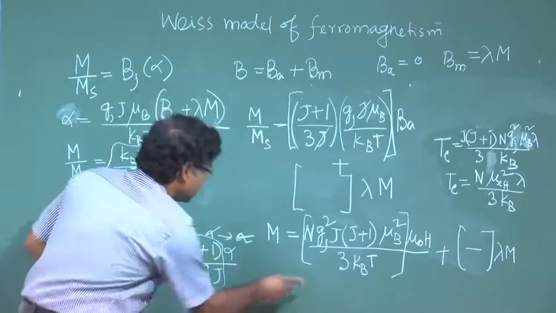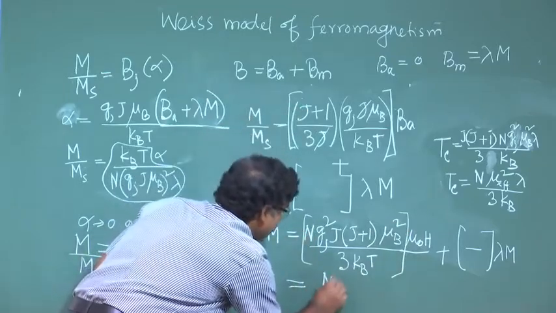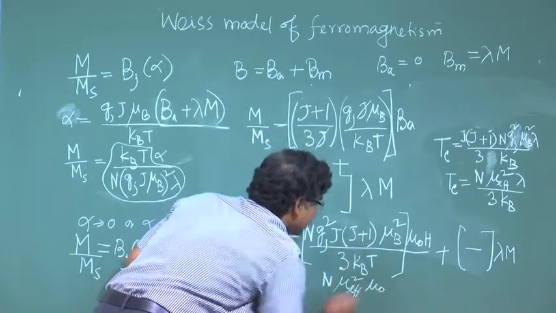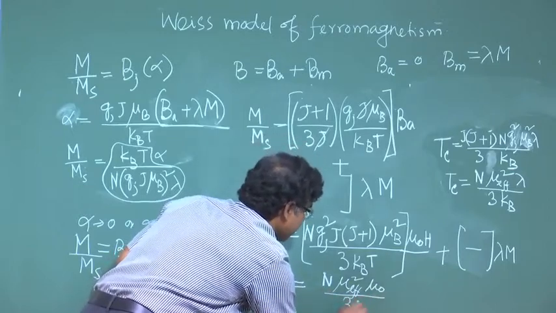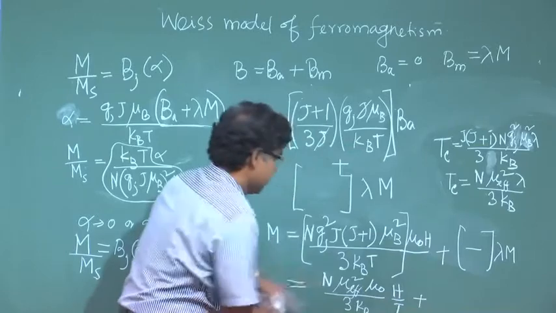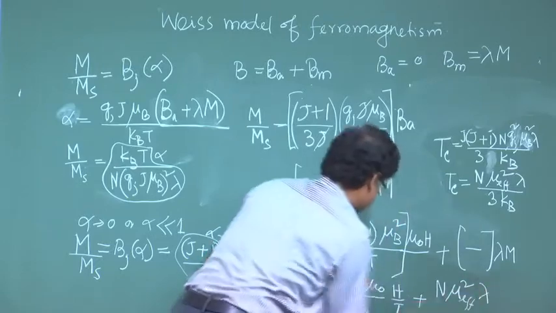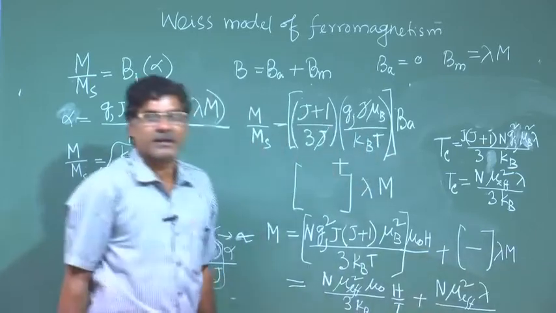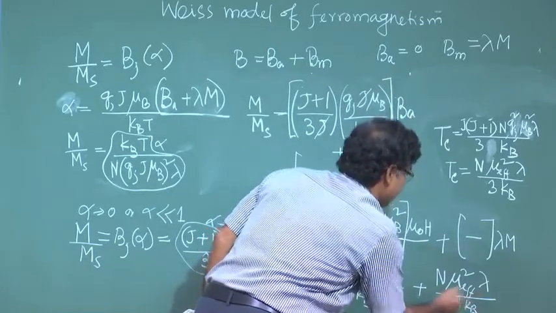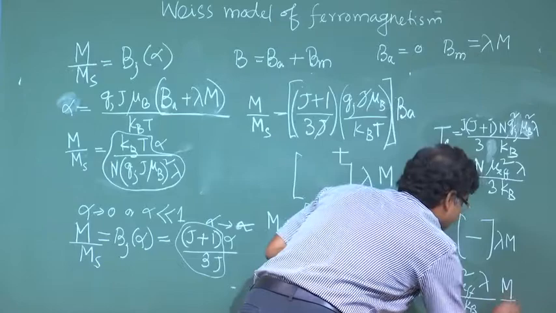Okay. So, here you can see this term I can write n mu effective square mu 0 by 3 kb, h by t, and plus n mu effective square, then here mu 0, here lambda, divided by 3 kb, and m by t, right. Here I will get m by t.